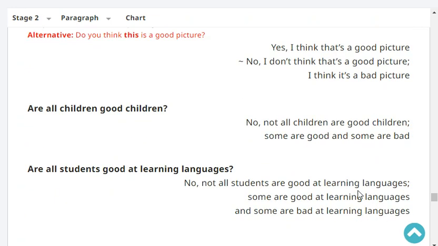Are all children good children? No, I don't think all children are good children. Some are good children and some are bad children. Very good. Are all students good at learning languages?